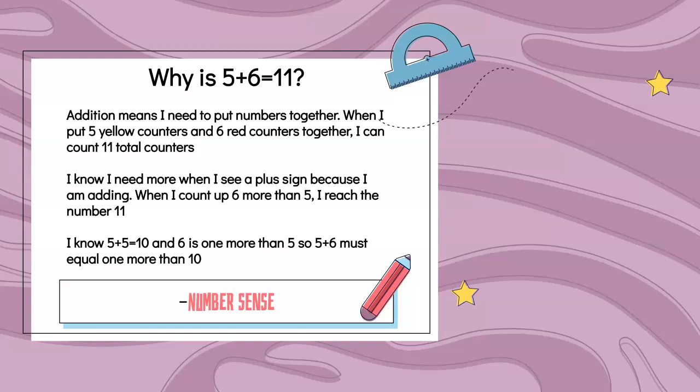So these are all different ways of working through that problem that show that a child isn't just memorizing a fact, but that they are actually conceptually understanding. They have number sense of what is going on there.